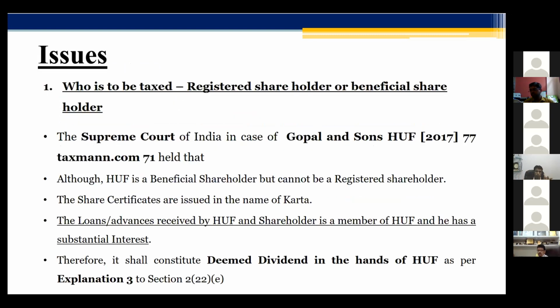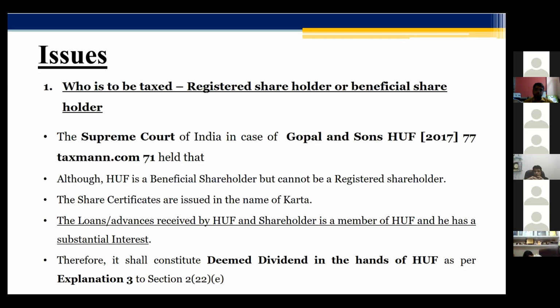There are issues involved in 2(22)(e). I'll just briefly try to cover them because I will be sharing this, so judgments will also come to you as members. The issue is who is to be taxed, the registered shareholder or the beneficiary shareholder. The question arises: as an auditor, my auditee has received a particular amount of which I am a registered shareholder but not a beneficial shareholder, or I am a beneficial shareholder but not a registered one.